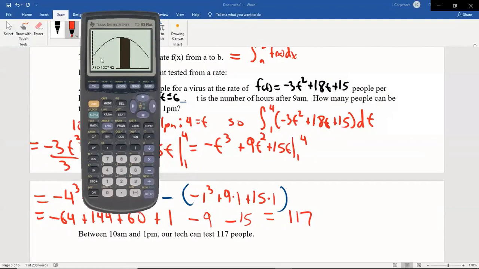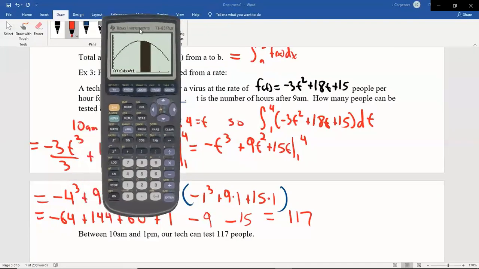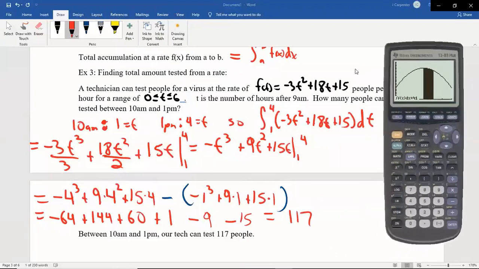So if you add the 35 from 10 a.m. to 11 a.m., 41 from 11 a.m. to 12, and then the 41 from noon to 1 p.m., you get your 117 people. Guess what? This technician could be testing for a virus going around right now.